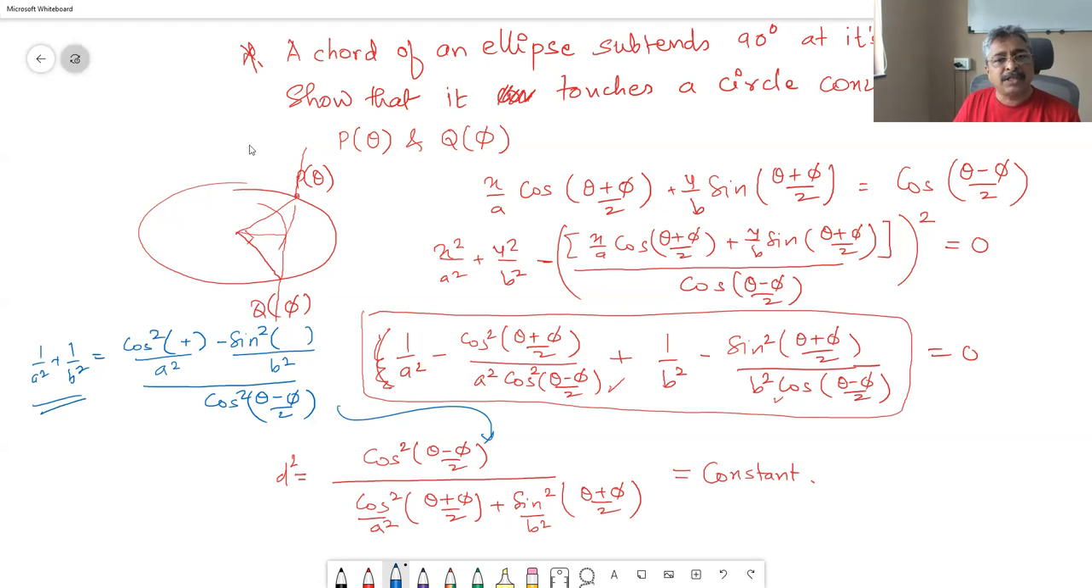Therefore, there exists a circle touching all the chords which subtend 90 degrees at the center. Is it clear?